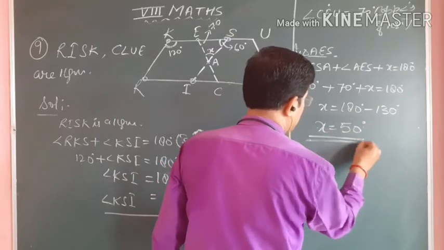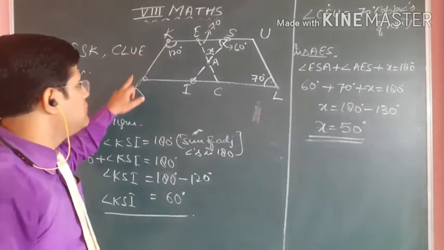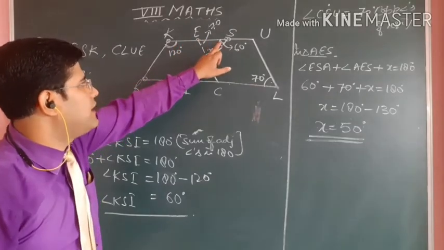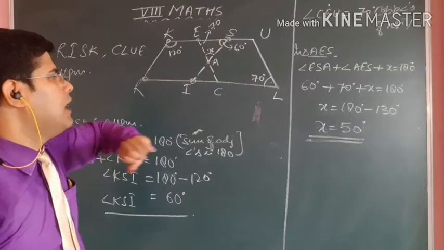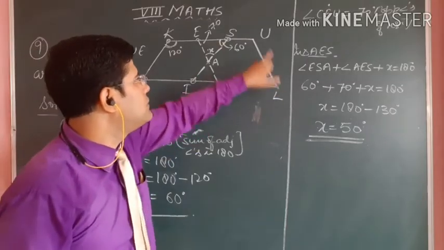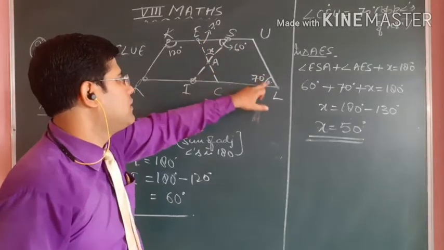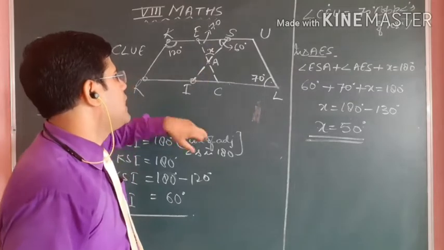Here we have done our sum. So what is given? It is given a parallelogram. This one. So those angles make together 180. So we can find this by subtracting 120 from 180 equals 60. And in CLUE, this angle E and this one is 70. They are equal. Why are they equal? Because opposite angles of a parallelogram are equal.